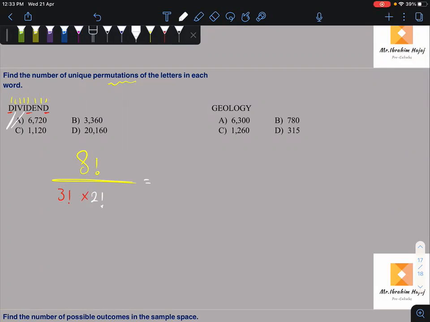Type geology. In geology, we have 7 letters, so 7 factorial, all over the repeated letters. G is repeated twice, so it's 2 factorial, times the O, which is also twice, so 2 factorial. Okay, and find the answer. The answer will be C, and also the answer here will be B.